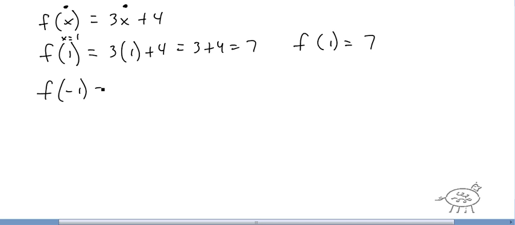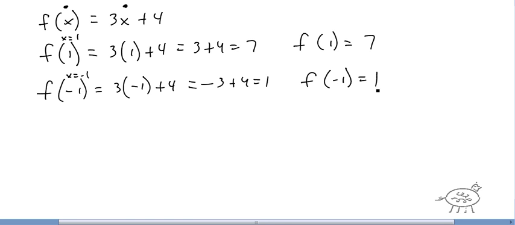f of negative 1. Okay, 3 times, well, what's x? x is negative 1. So you put a negative 1 in for x. Add 4. So it's negative 3 plus 4 equals 1. So f of negative 1 equals 1. Now technically, if I did write these as coordinates, I could do that.